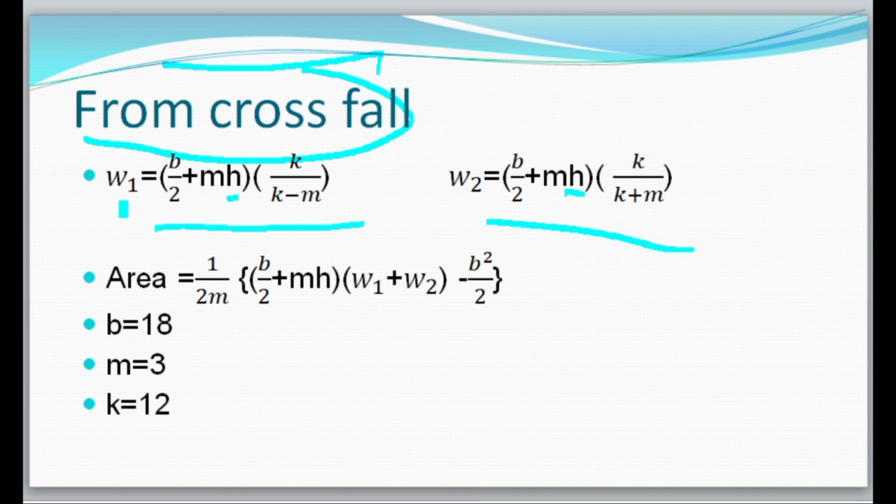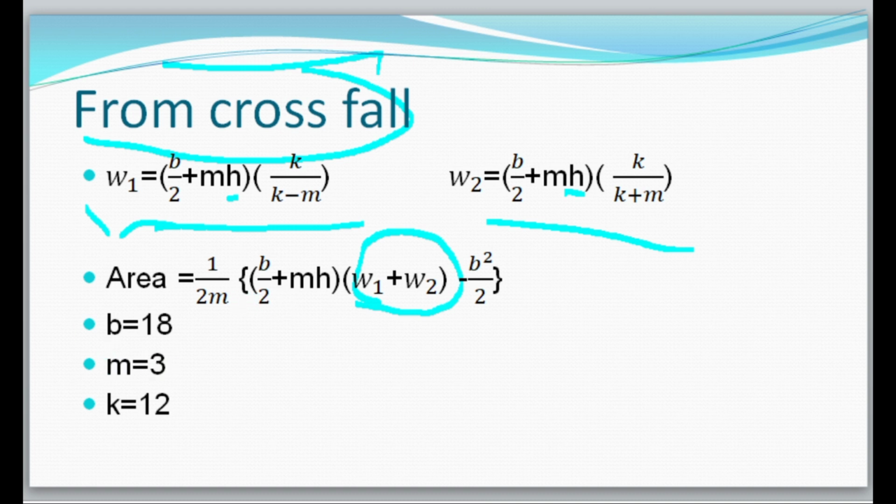Then the first thing you have to calculate is the side width, because those two are going to be used in the final formula of calculating the area by volume. So the area is equals to 1 over 2m into B over 2 plus mh, and then multiplied by W1 plus W2, then minus B squared over 2.